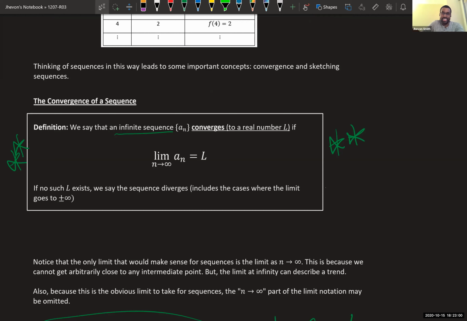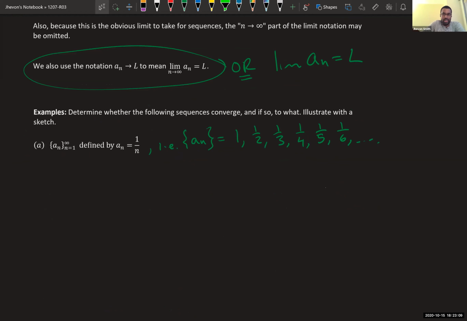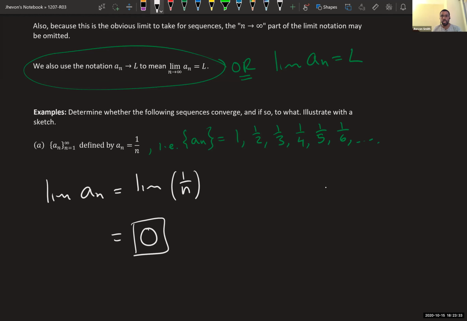That's the definition. It converges if the limit as n approaches infinity of a_n equals L. If L is a real number, that's what it converges to. Okay. This sequence, a_n equals 1 over n. What does that converge to? 0. So, if I want to know a sequence converges, all I do is I find the limit of a_n. In this case, that is the limit of 1 over n as n is going to infinity. It's obvious. The answer is 0. So this sequence converges to 0.